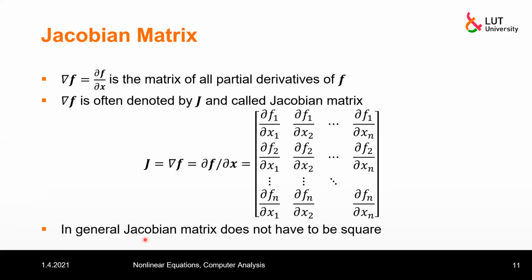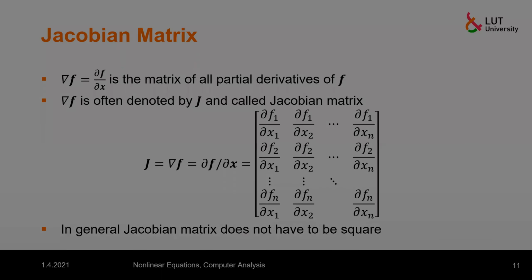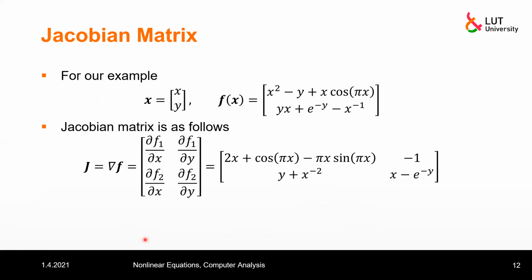As is written here, the Jacobian doesn't have to be a square matrix in general, but in our case, to solve it easily and use it with Newton-Raphson, it must be square. So our problem is square. So here is some concrete example to explain it better.